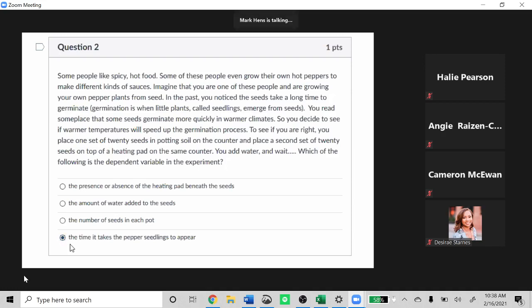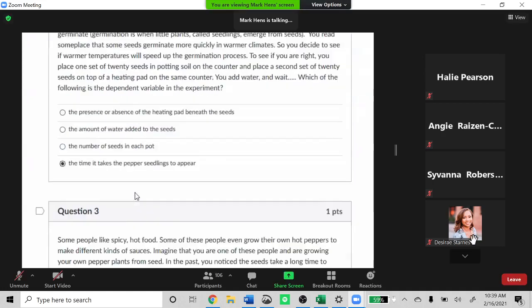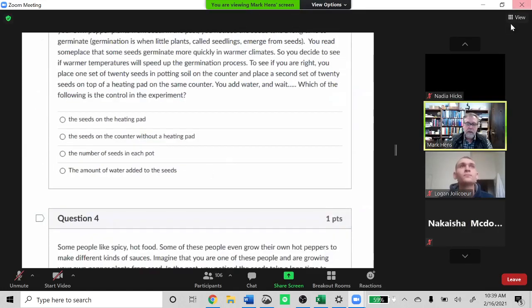What's the independent variable here? The temperature, the heating. A, B, C, or D? The independent variable is on the list here. Which one is it? A. It's going to have to be the presence or absence. Exactly. It's the presence or absence of the heating pad. That's the difference, right? So the manipulation is the independent variable. The thing that you measure, in this case the time it takes the seedlings to appear, is the dependent variable. All right.